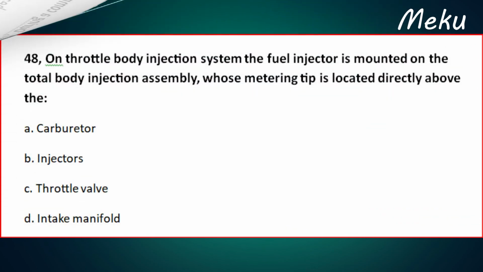48. On throttle body injection system, the fuel injector is mounted on the throttle body injection assembly, whose metering tip is located directly above it. A. Carburetor. B. Injectors. C. Throttle valve. D. Intake manifold.